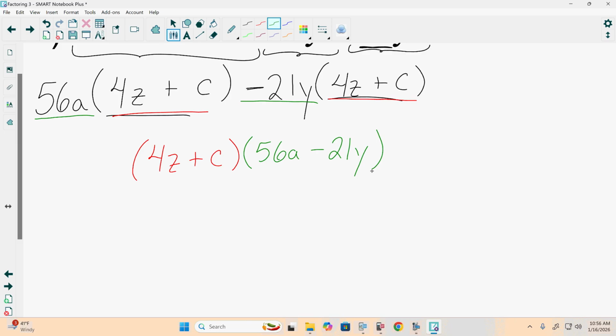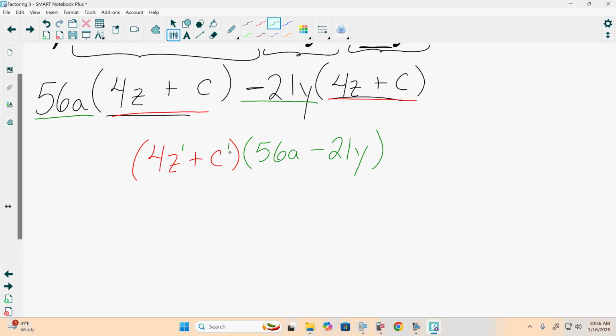4Z plus C, degree is still 1, even though we have two different variables. To determine degree with different variables, we add the exponents of multiple terms multiplied together. But because the exponents attached to Z and C are both 1 and only show up once, the degree is still 1.